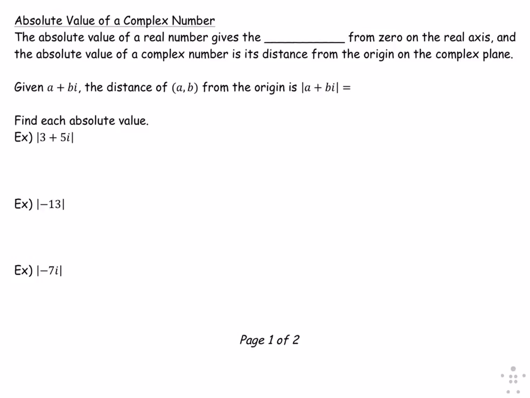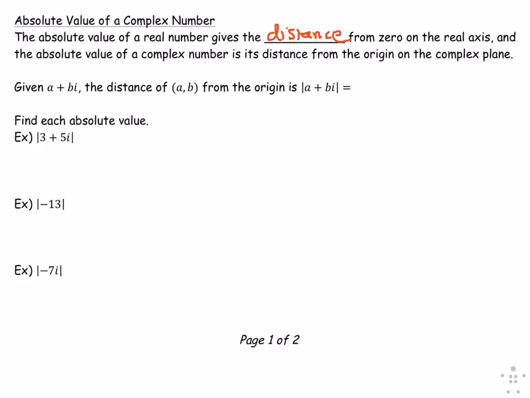So continuing with this idea that a complex number is graphable, we want to say that the absolute value of a complex number gives the distance of that complex number from the origin on the complex coordinate plane. And to take a look at this using an example, I'll just go right to the first example, and then I'll explain where this comes from.